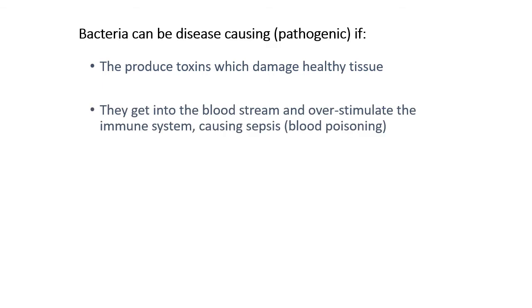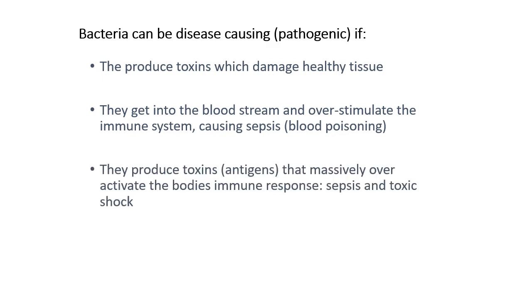So bacteria can become disease-causing or pathogenic if they produce toxins which damage healthy tissues, as we said. They get in the bloodstream, causing immune damage, or they produce toxins that can either overactivate or underactivate the immune response.